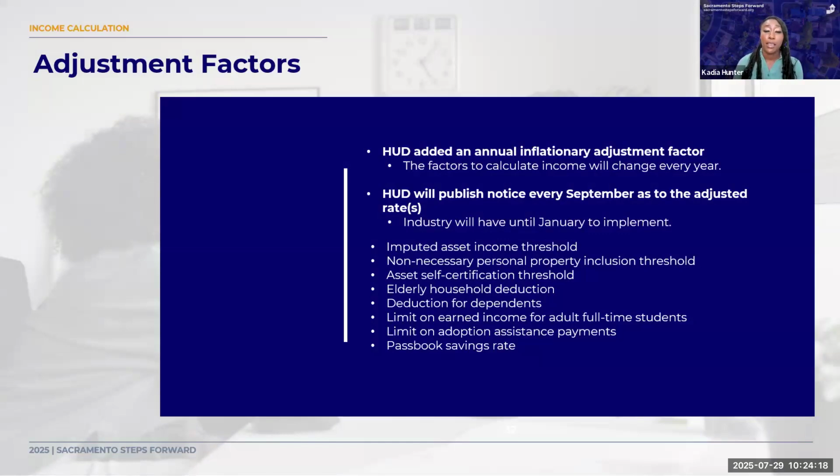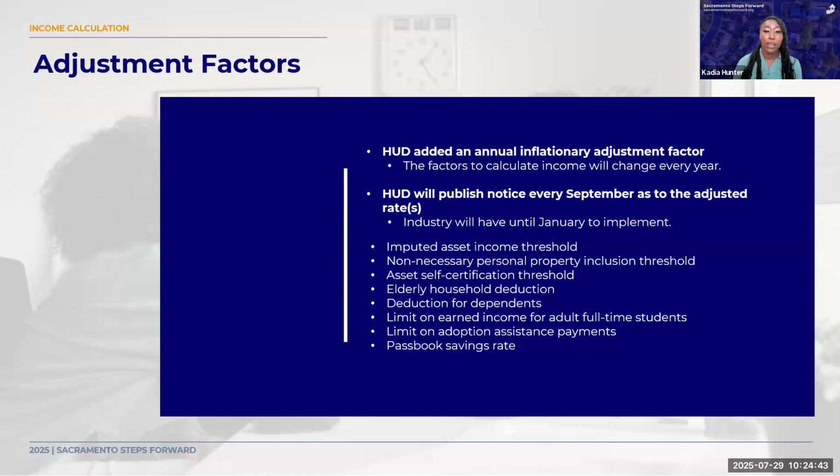them into practice. This applies to a bunch of key areas: the imputed asset income thresholds, including non-necessary personal property, assets, self-certification limits, deductions for elderly households, limits on earned income for full-time adult students. There'll be caps on adoption assistance payments, and even the passbook saving rate.